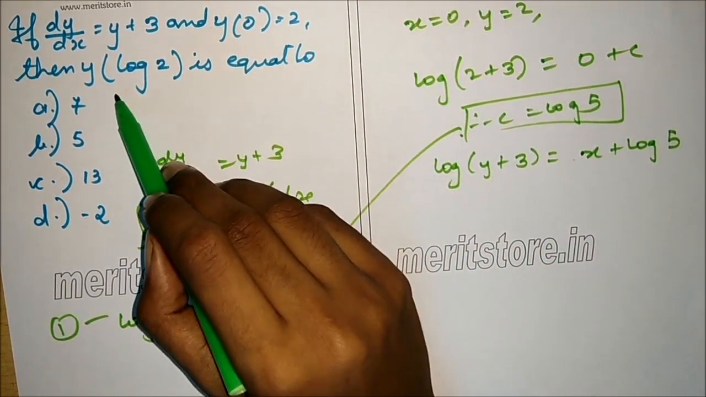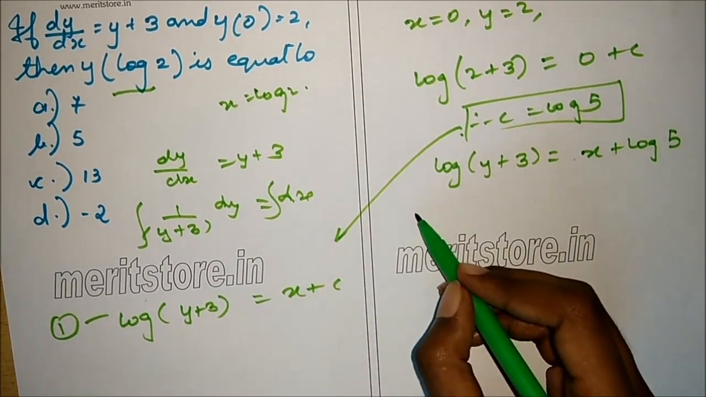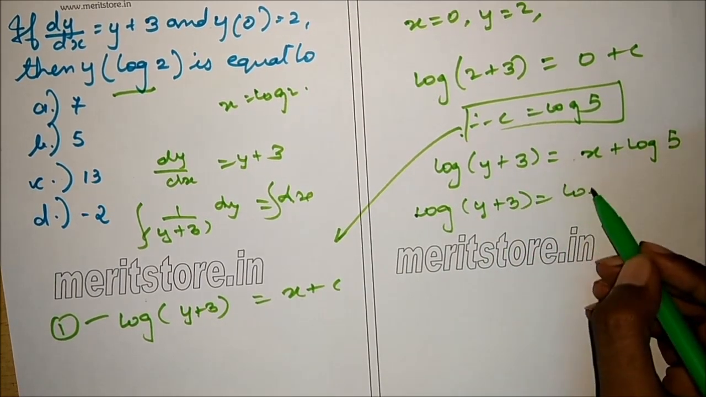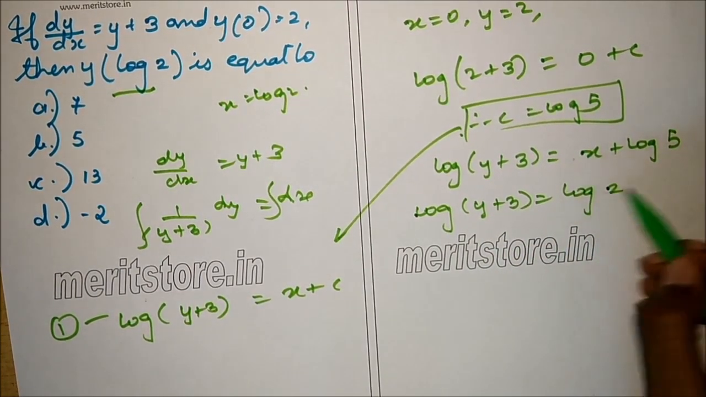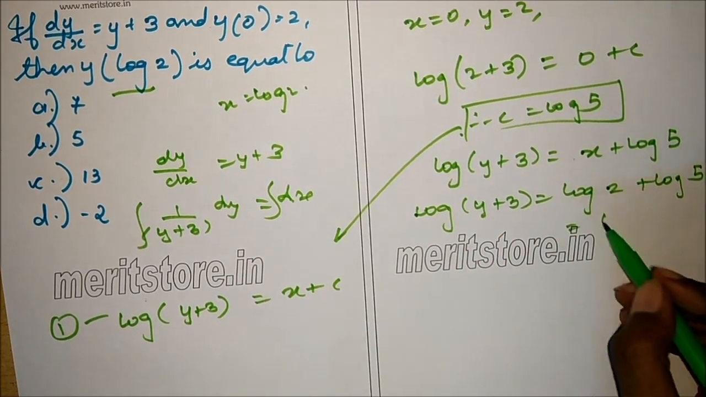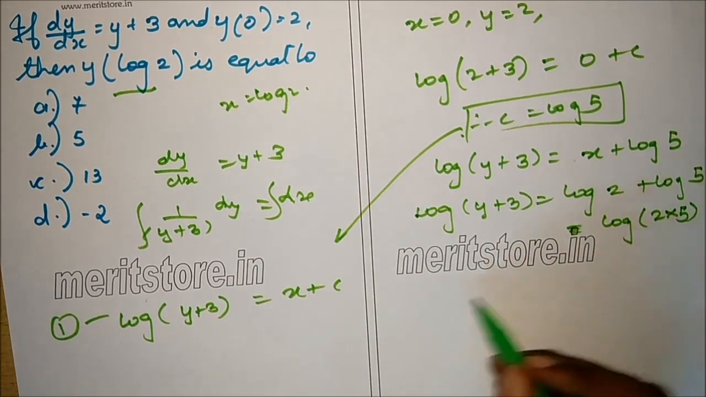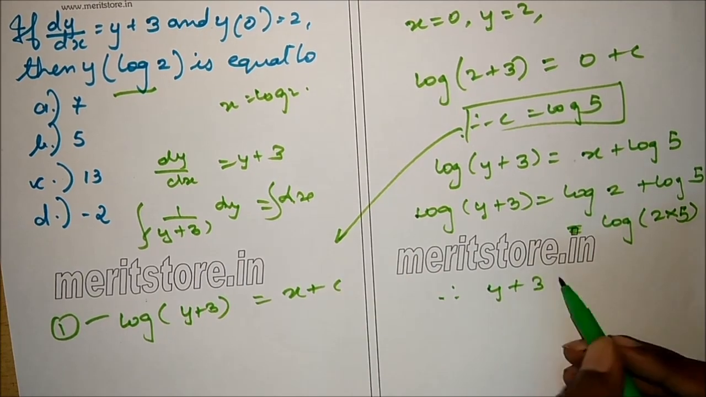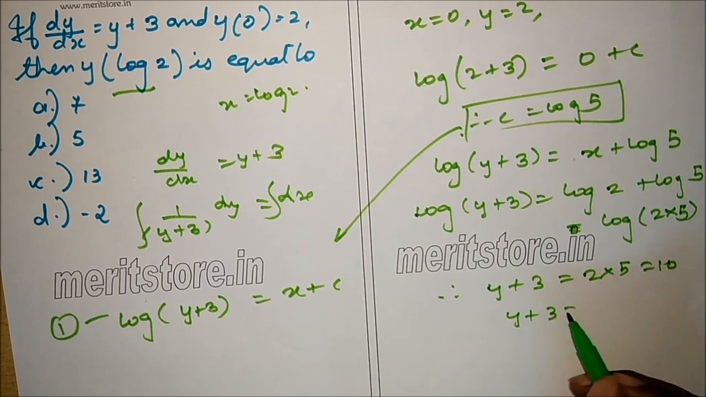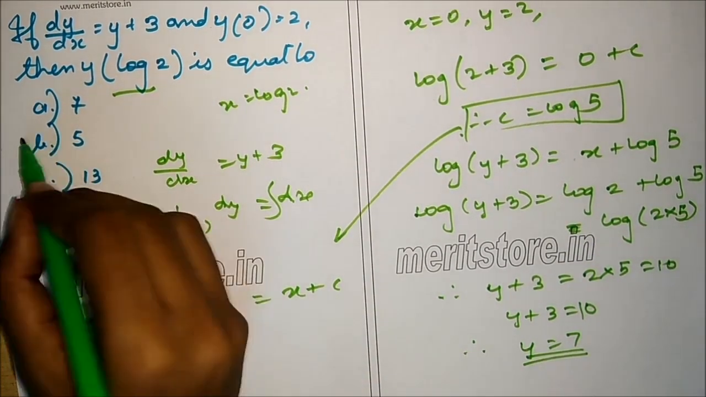So for x equals log 2, this will be log of y plus 3 is equal to log of 2, x is log 2 plus log 5. So by law of logarithm, we can write this as log of 2 into 5, and this is equal to log of y plus 3. So therefore we can say y plus 3 is equal to 2 into 5, which is equal to 10. So y plus 3 equals 10. Therefore y is equal to 7. So the answer is A, 7.